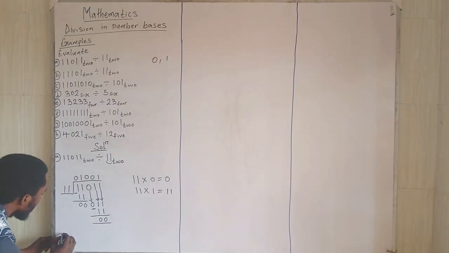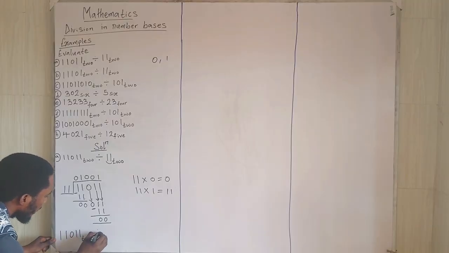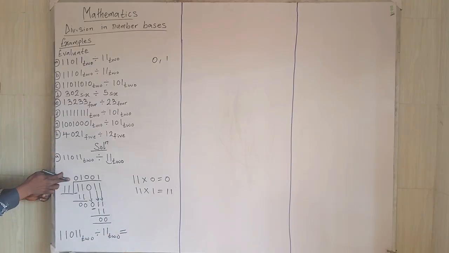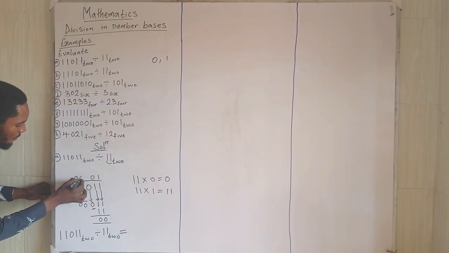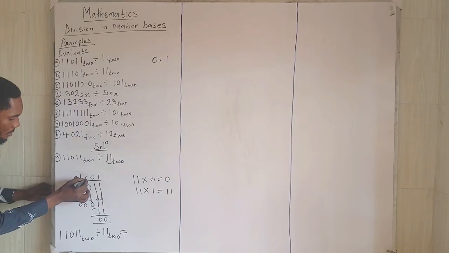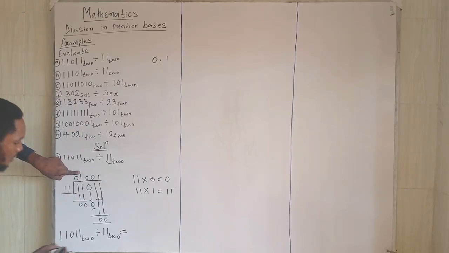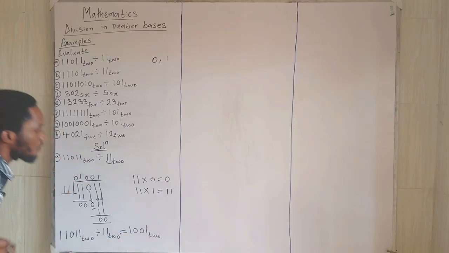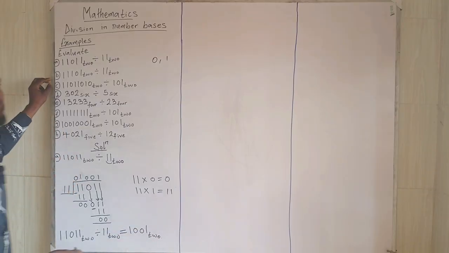The result of this, 11011 base 2 divided by 11 base 2, is equal to, if the first digit is 0, don't write it. If you have this to be 00101, we are not going to write the first zeros. We have 00, we are not going to write it. Start from the non-zero digits, that is 1001 base 2.